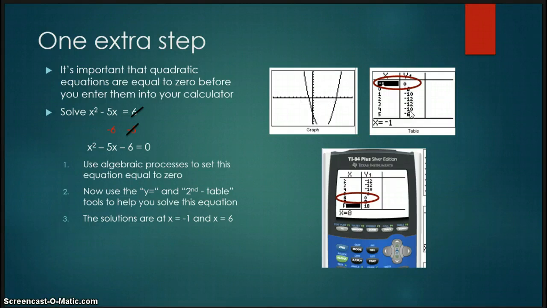And I'm looking, my key is always that 0 in the y column, because when there's 0 in the y, that tells me that I'm dealing with x-intercepts. So I've got my 0 here, my x is a -1. I should have another one, but I don't see it. So let's use the arrow keys, and I'm going to go down because I need some more positive values. And I do see it here. It pops up as 6, 0. So that tells me I've got two solutions to this quadratic equation, one at -1 and one at 6.